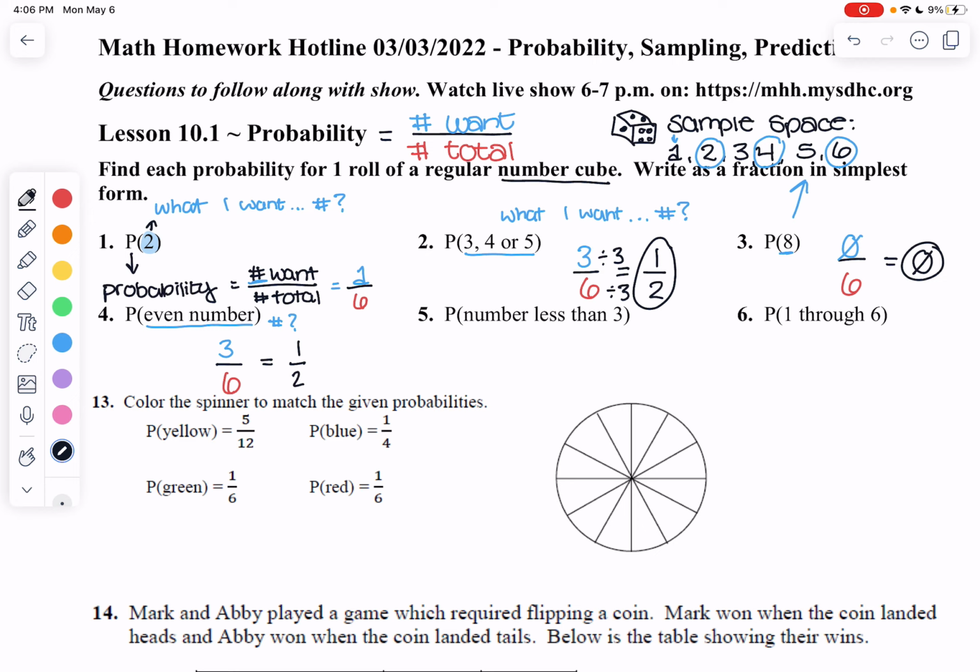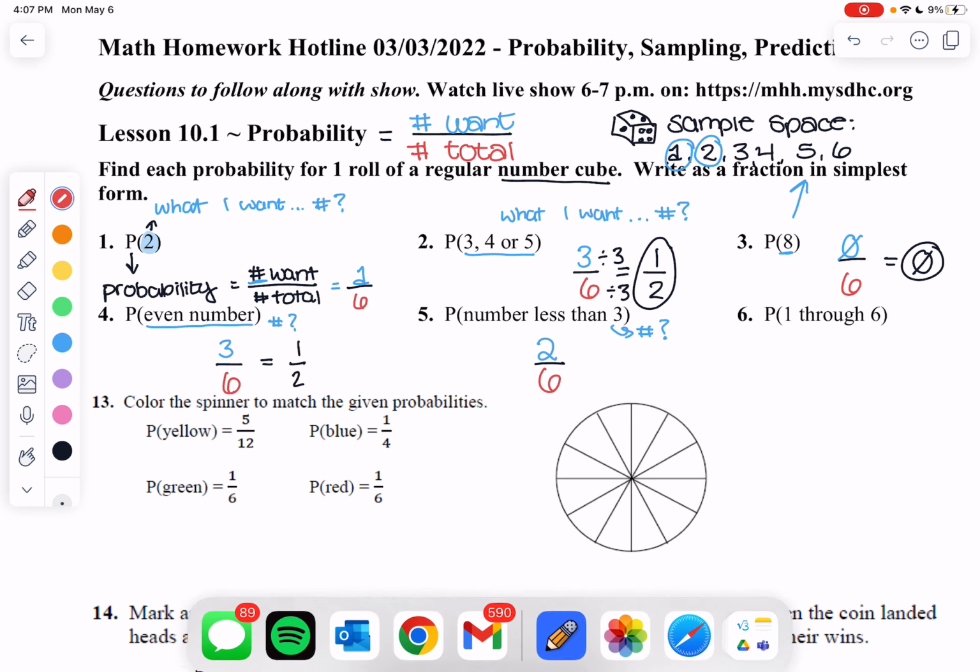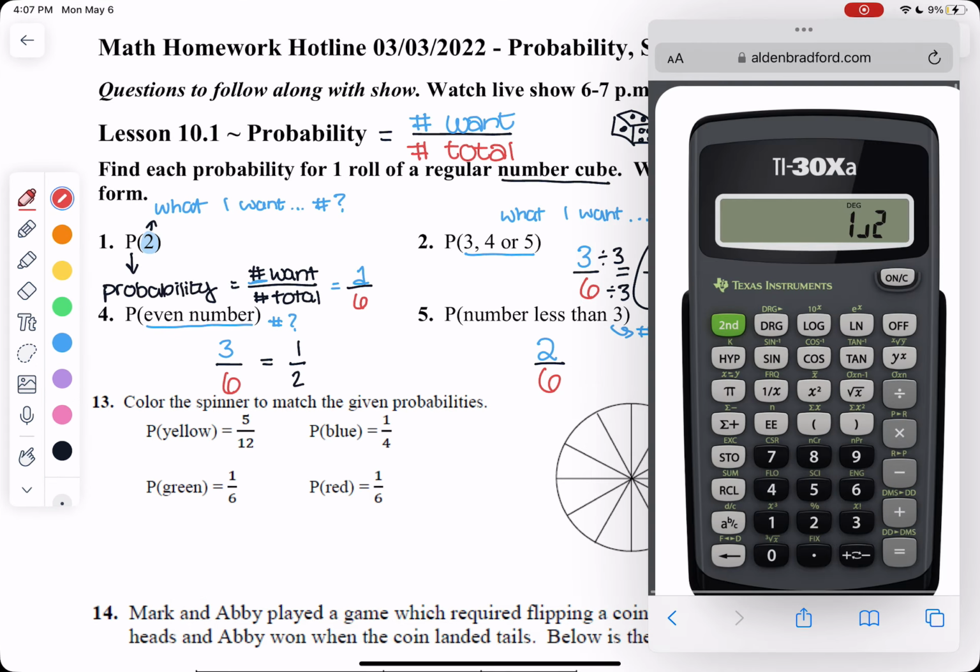Next one, number 5 says, what is the probability that we roll a number less than 3? So, how many numbers are less than 3 in my sample space? Well, 1 is less than 3. 2 is less than 3. 3 is not less than 3. So that is just 2 out of the 6 total outcomes. All right, 2 over 6. Since they're both even numbers, I know this can be simplified.